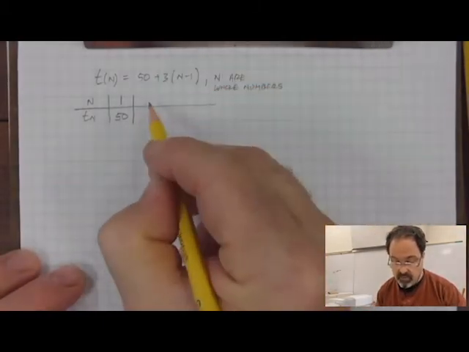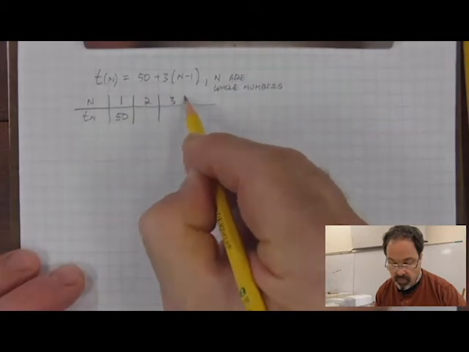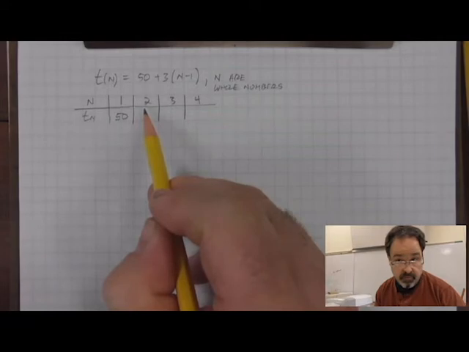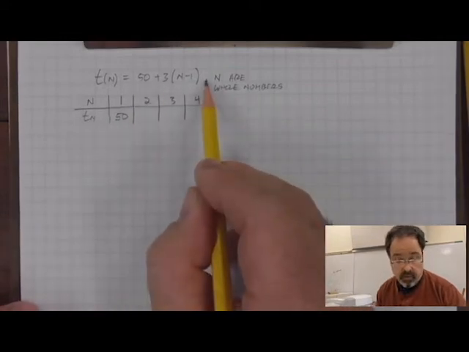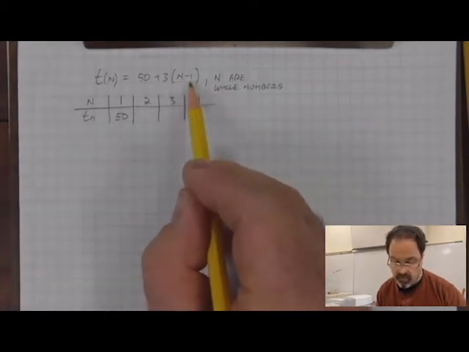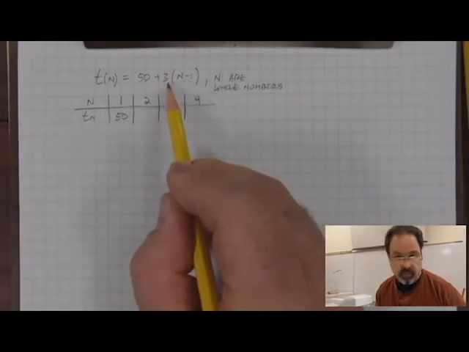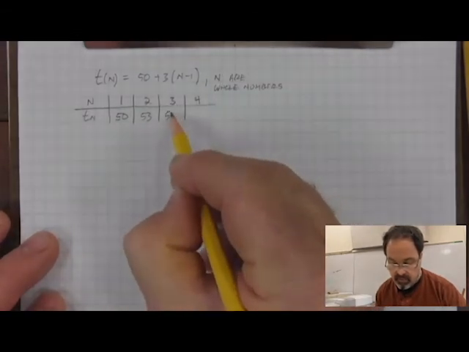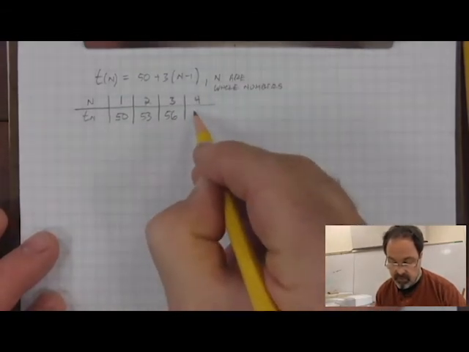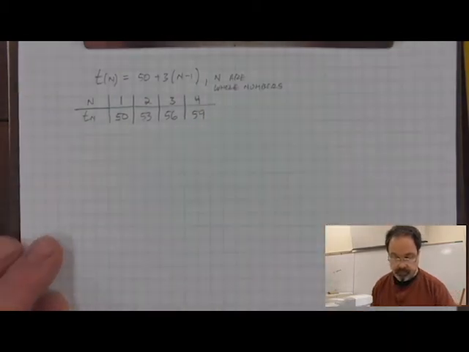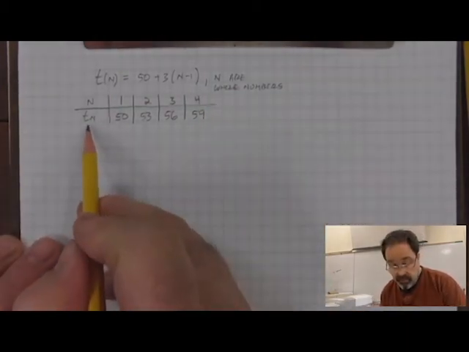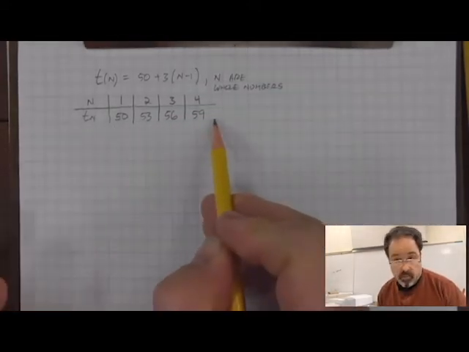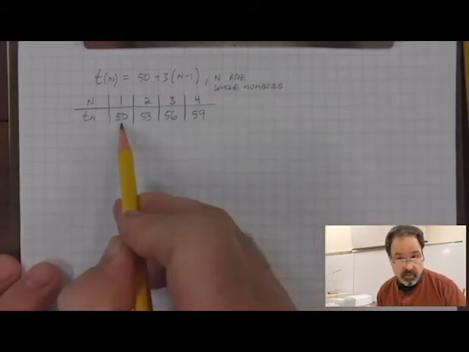And we can increase the position numbers by 1 each time and find the value of the term at that position by using the equation. If I put 2 in for n, 2 minus 1 is 1, times 3 is 3, plus 50 is 53. And I can continue to do this. If I put 3 in for n, I'll get 56, and then 59. The sequence are these values, and they're in a particular order, starting with 50.